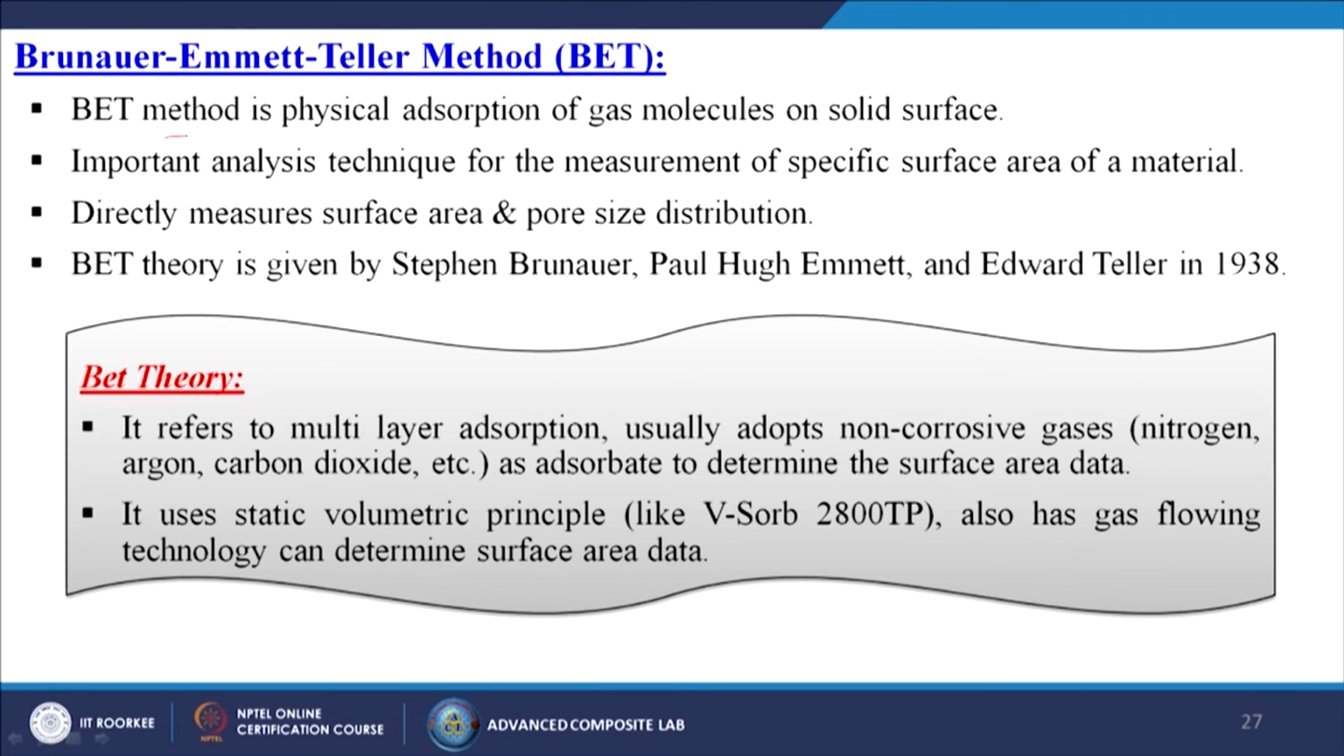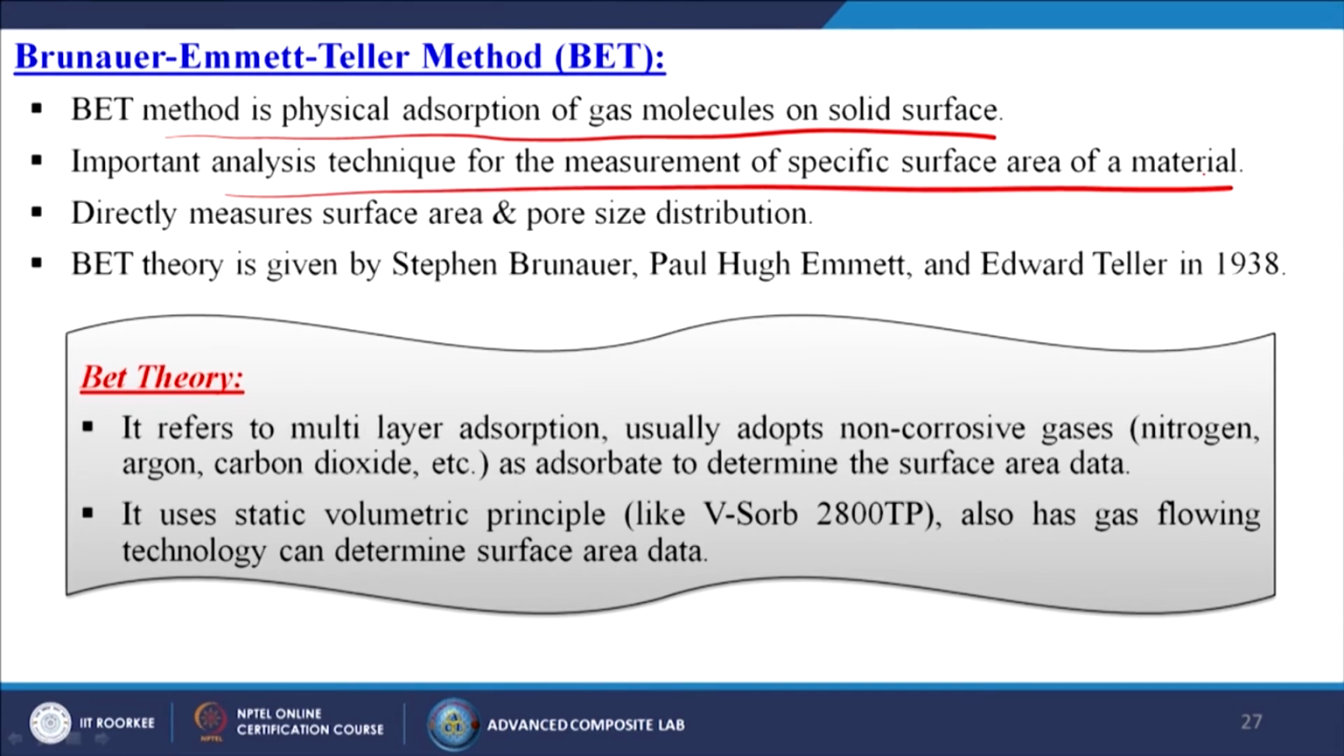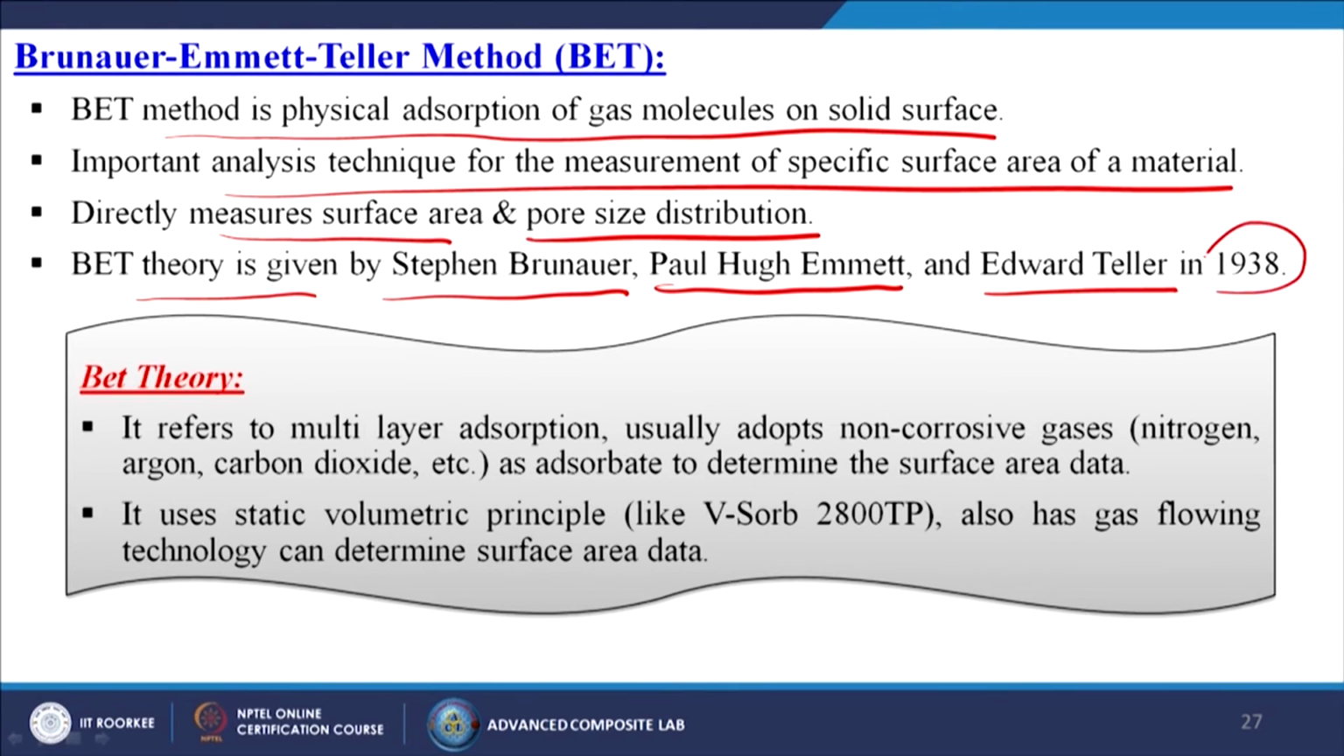The BET method is physical adsorption of gas molecules on a solid surface. It is an important analysis technique for the measurement of specific surface area of a material. It directly measures surface area or the pore size distribution. BET theory was given by Stephen Brunauer, Paul Hugh Emmett and Edward Teller in the year 1938. So, what is BET theory?